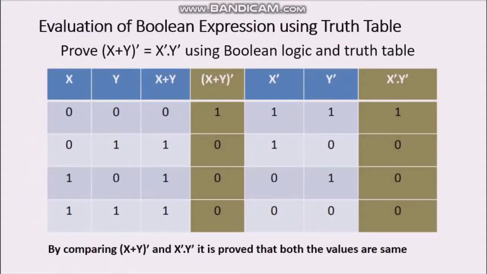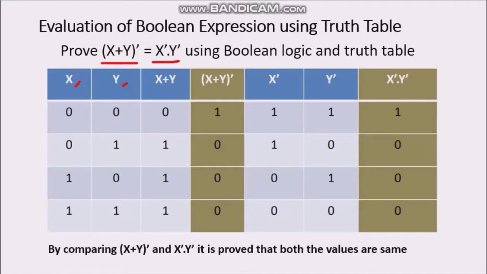The next type of question which is normally asked is you have to prove a Boolean expression using truth table. Let us say, for example, you have to prove this Boolean expression which says that x plus y whole bar is equal to x bar dot y bar. Now you have to prove this using truth table. How many variables are involved in the system? There are two variables involved in the system, x and y.